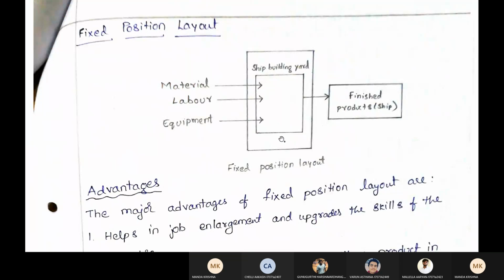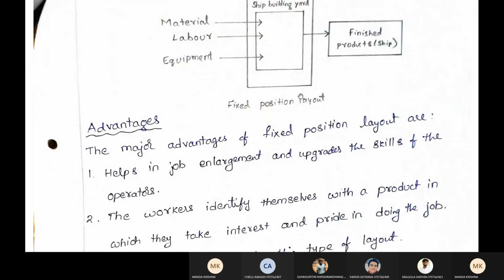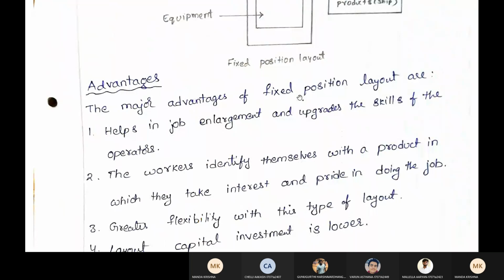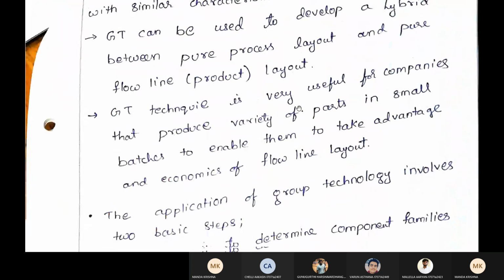So we are making the ship or aeroplane or a satellite within that area only and converting it into the finished product. This is an example for the fixed position layout. Next is the group layout.